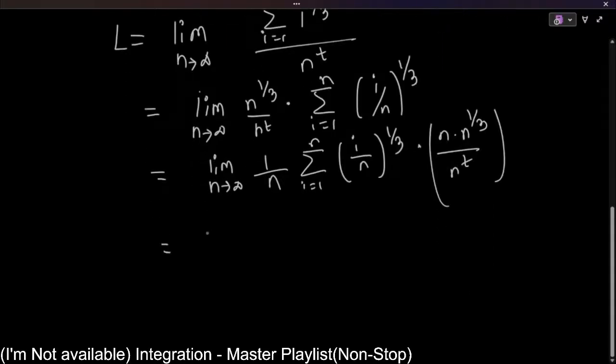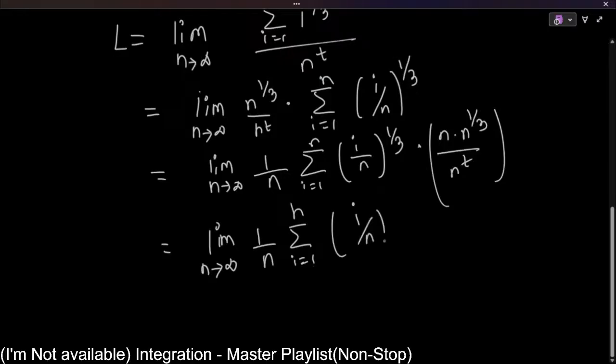So to simplify it further, this simply becomes limit n tends to infinity 1 upon n summation i equals 1 to n (i by n) whole to the power 1 by 3, and you multiply it with n to the power 4 upon 3 minus t. Okay. So this is our limit.